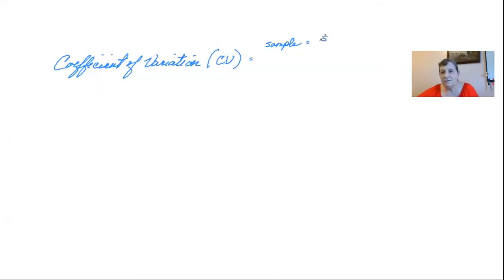So your coefficient of variation, and sometimes they abbreviate that as CV, is for a sample, that's going to be S over X bar. This is your standard deviation over the sample mean.